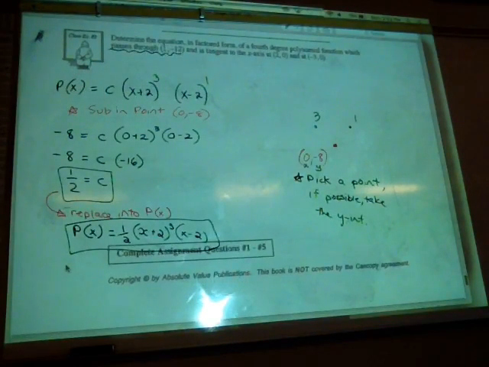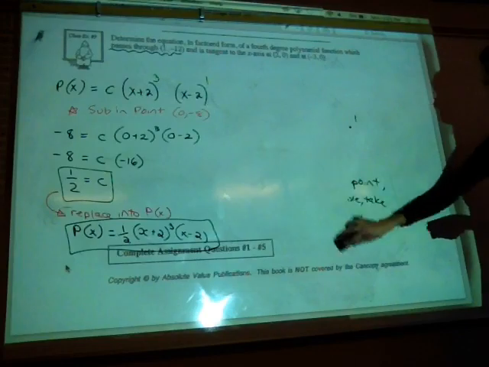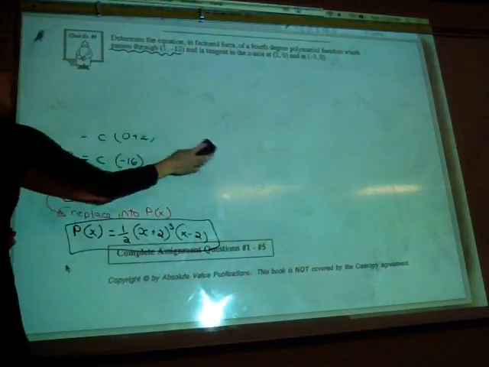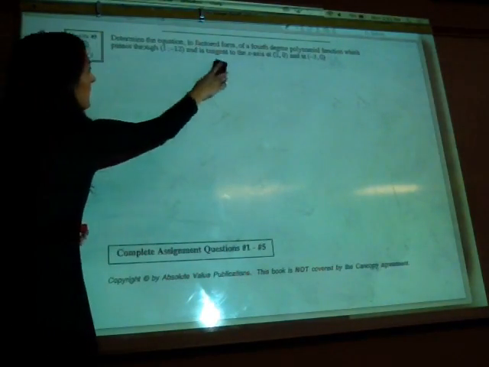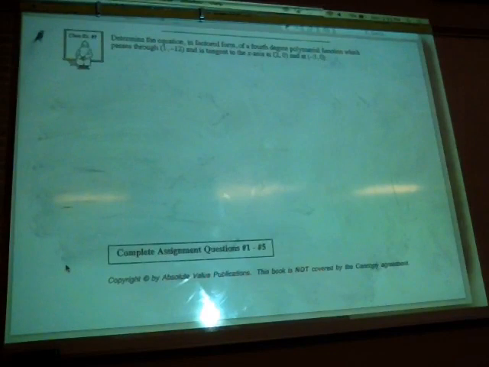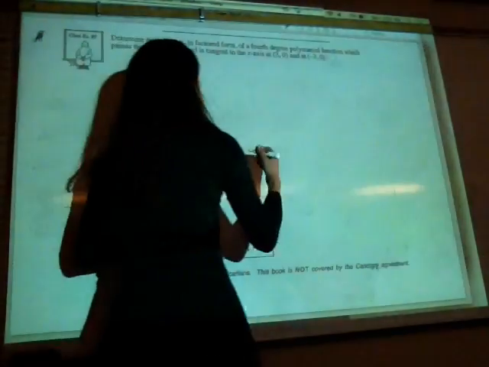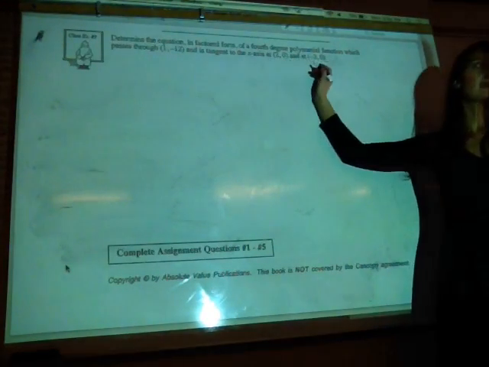In this next example, they're giving us some information. So rather than looking for it on a graph, they're pretty much giving it to us, which is pretty generous. So determine the equation in factored form of a fourth degree polynomial function which passes through the point 1, negative 12 and is tangent to the x-axis at 2, 0 and at negative 3, 0. So first of all, when y is 0, what can we call these points?